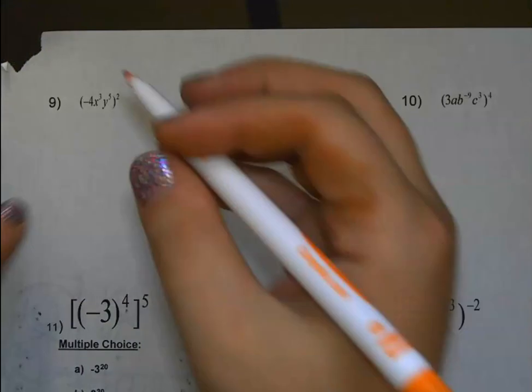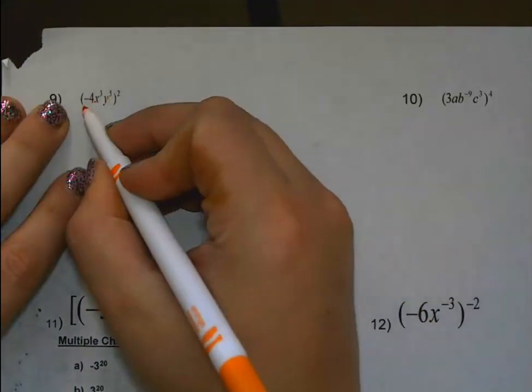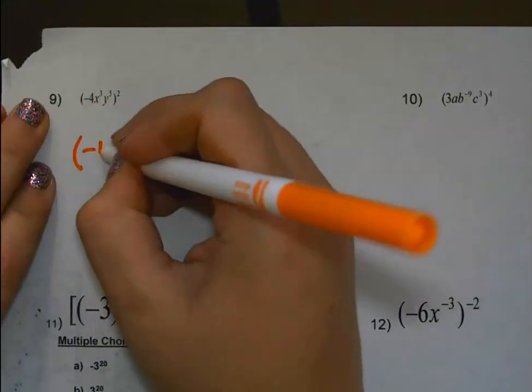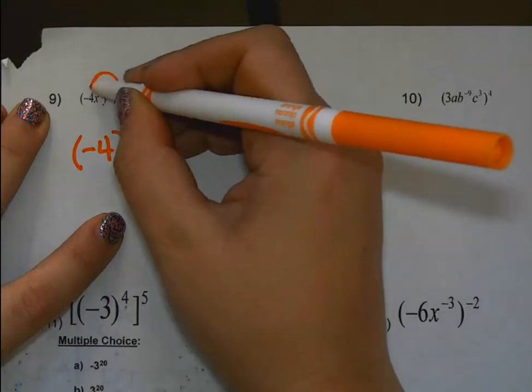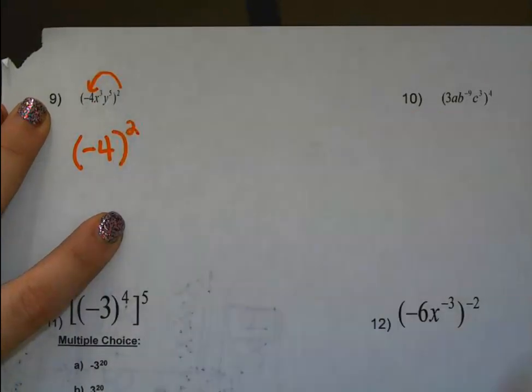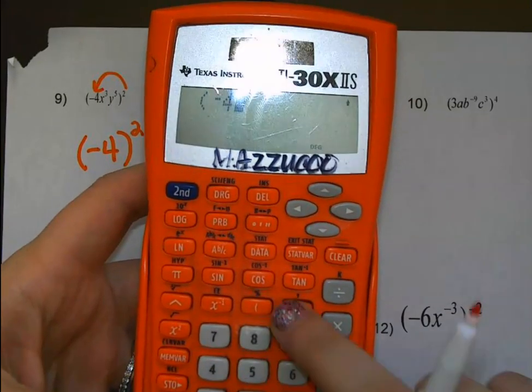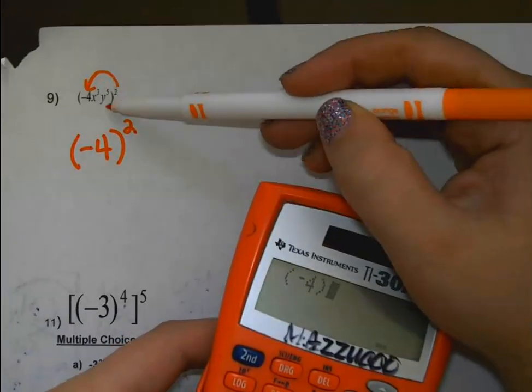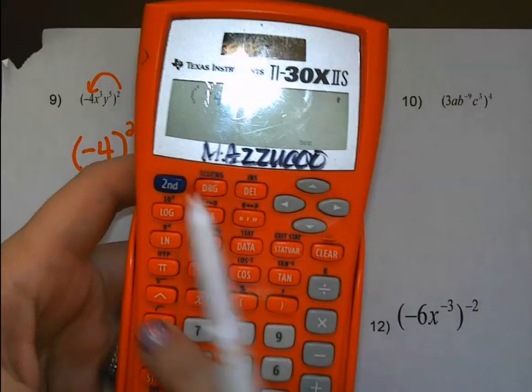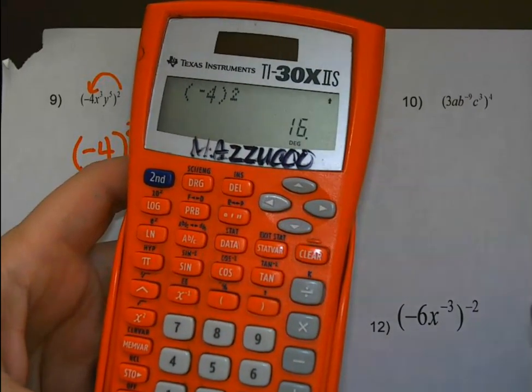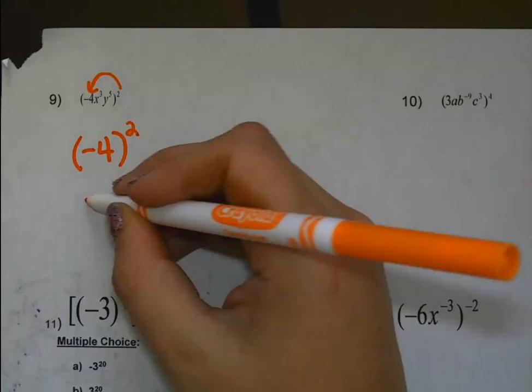Okay, so if we look at number 9 here, we have -4 in the parenthesis, and then we're going to distribute the exponents. So -4 squared. Again, if we don't use the parentheses in our calculator, because the -4 was within parentheses, it's going to give us the wrong answer. So -4 times -4 is 16.